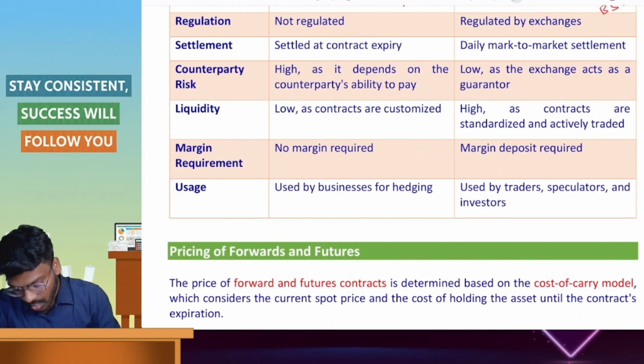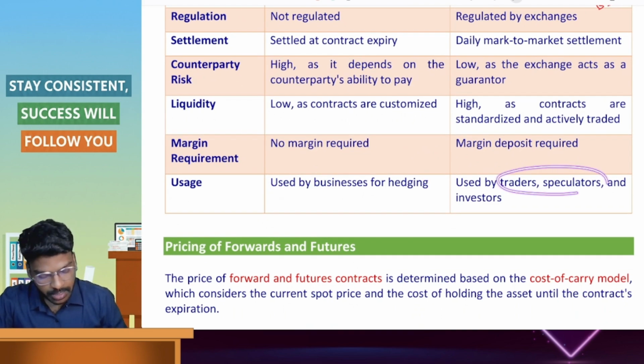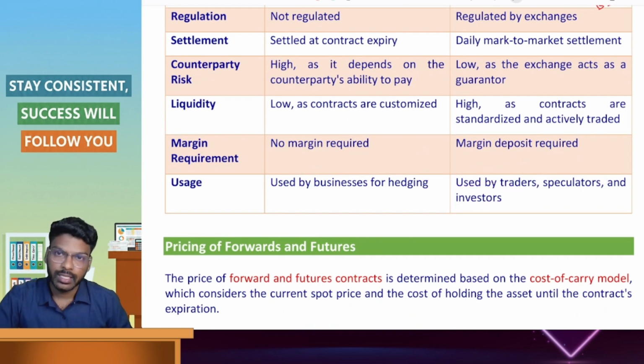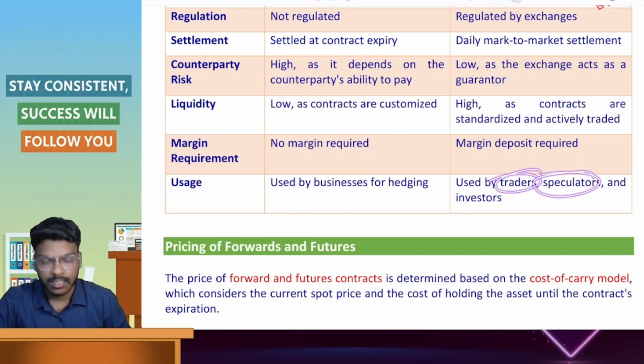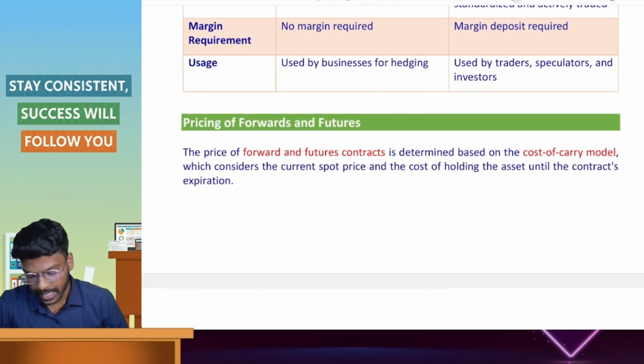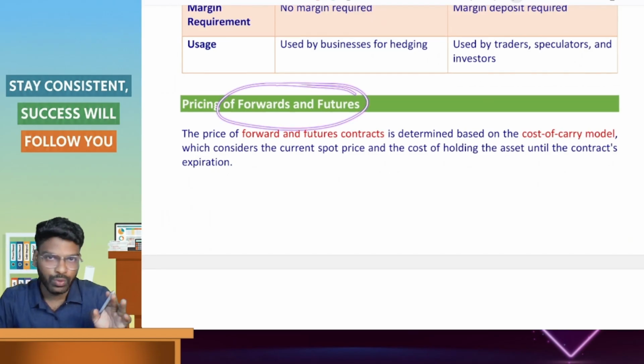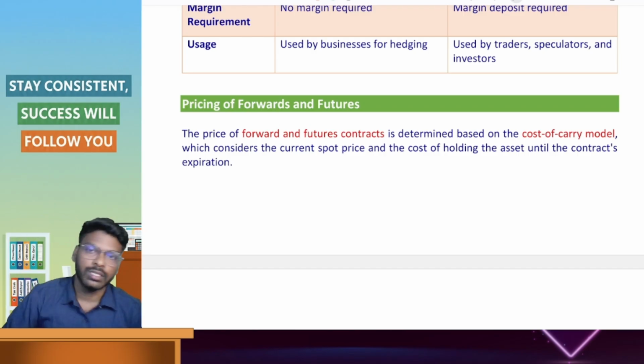Okay, usage. Forwards are used by businesses for hedging. Futures are used by traders, speculators, and investors. Speculators are intraday traders. They are also called traders. Okay, pricing of forwards and futures. The same procedure, the same formula, can be used for forwards and futures.